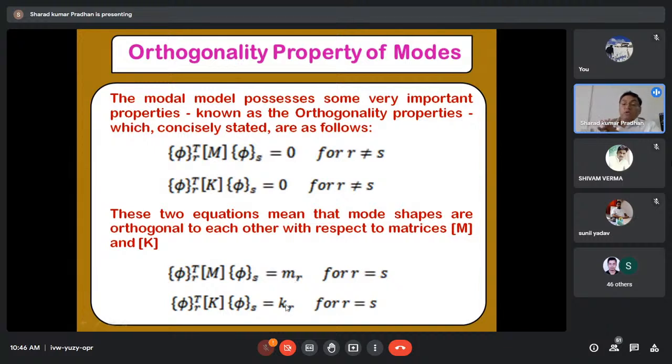So these are the orthogonal properties of modes: if two different mode shapes are multiplied with M, it is going to result in a 0 matrix. But if the same mode shape is used to post and pre-multiply M, and similarly K is post and pre-multiplied by mode shapes, you are going to get modal mass and modal stiffness. These are some properties which we are going to use in coming expressions.